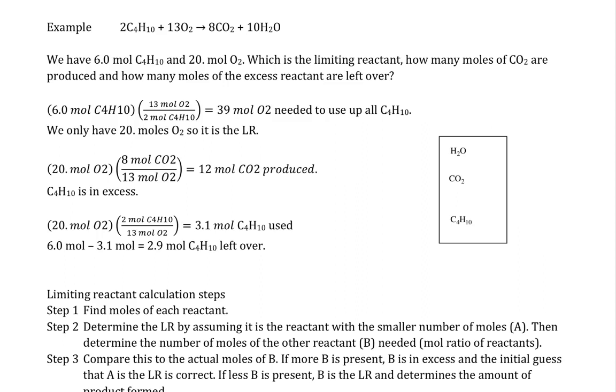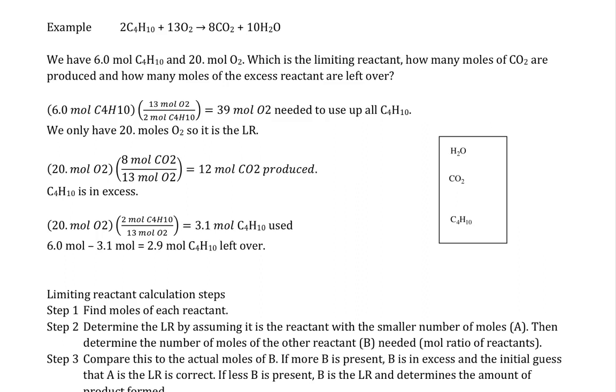So there's our reaction, the same one we've been working with. In our problem, we have 6.0 moles of C4H10 and 20 moles of O2. Which is the limiting reactant, and how many moles of CO2 are produced, and how many moles of the excess reactant are left over? So we assume the smaller of the two, the C4H10, is the limiting reactant, and we figure out how much of the other one is needed to use it all up.